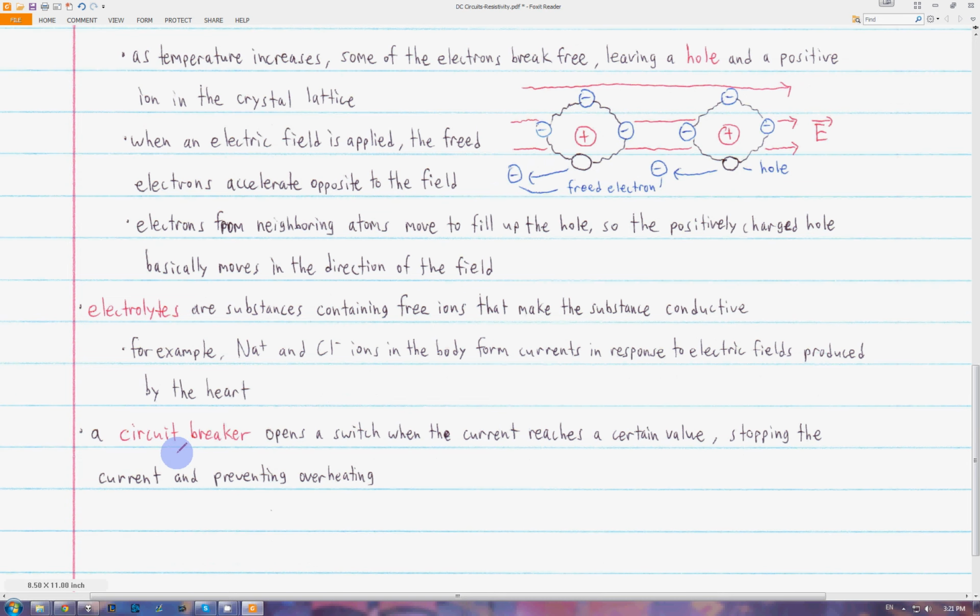And a circuit breaker is something that opens a switch when the current reaches a certain value. This basically stops overheating within the circuit. So when the current is too high, to prevent further damage, the circuit breaker activates, and it makes it so the current can no longer flow. So this protects the circuit.